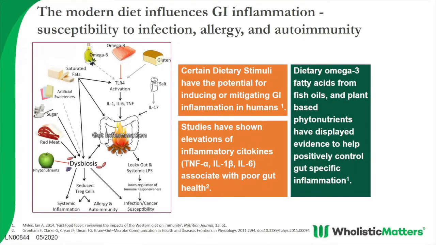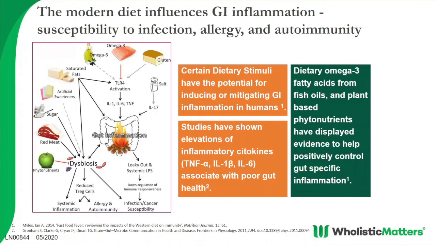So you look at how this modern diet influences the GI. Specifically, it has a connection to all kinds of inflammatory conditions and inflammation in general. So this pairs with susceptibility to infection, allergies, as well as autoimmunity. And certain dietary stimuli have the potential for inducing or mitigating this inflammation in humans. So you have a lot of the problematic foods that are driving it, such as saturated fats, isolated sugar, excess amounts of red meat.